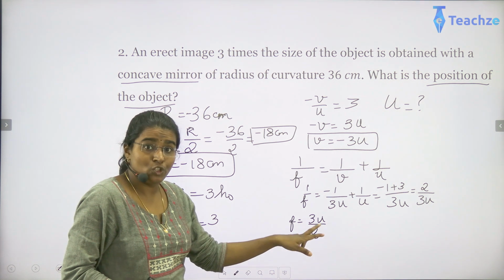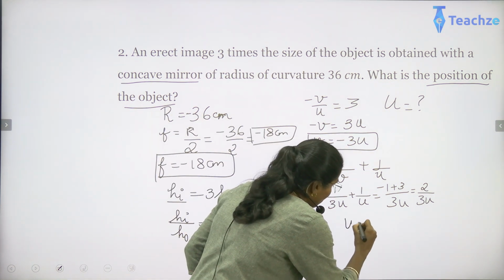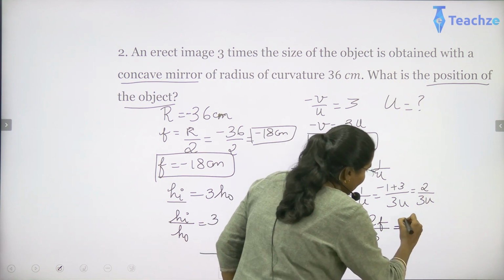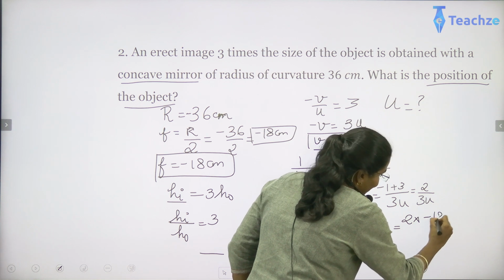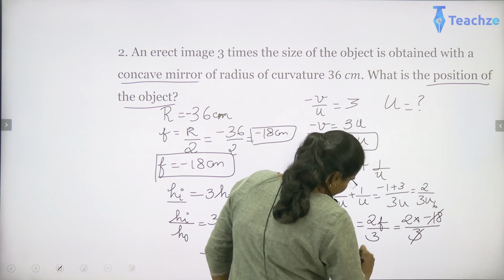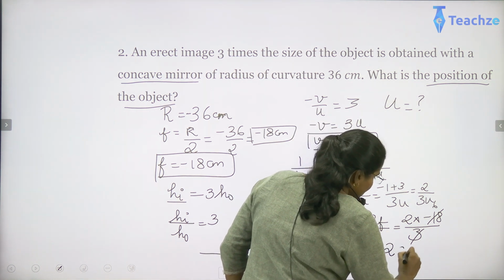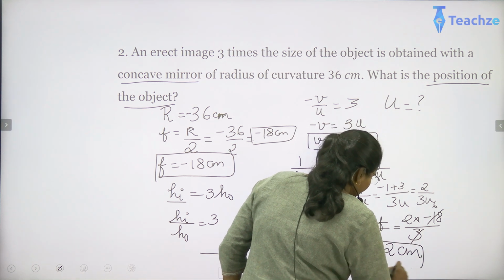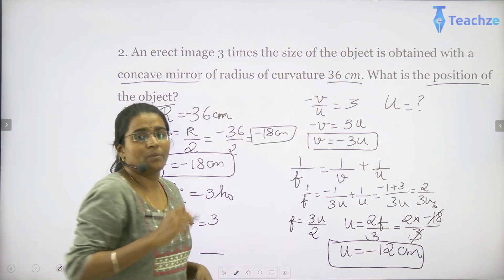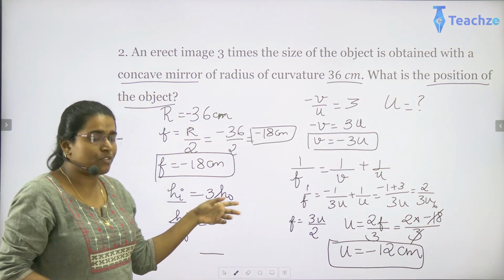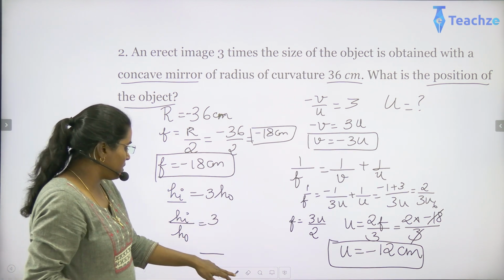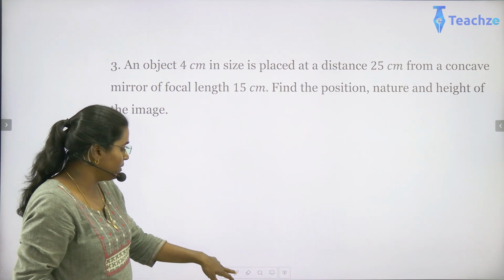We have to find u, not the f. So my u I can write as 2f by 3. So what is my f value? 2 into minus 18, very good, divided by 3. I can cancel and my u will be minus 12 centimeter. I think centimeter is the one we were using. The radius of curvature says it is centimeter, so I have used centimeter throughout my problem. Okay. With this, we'll move to the next one.